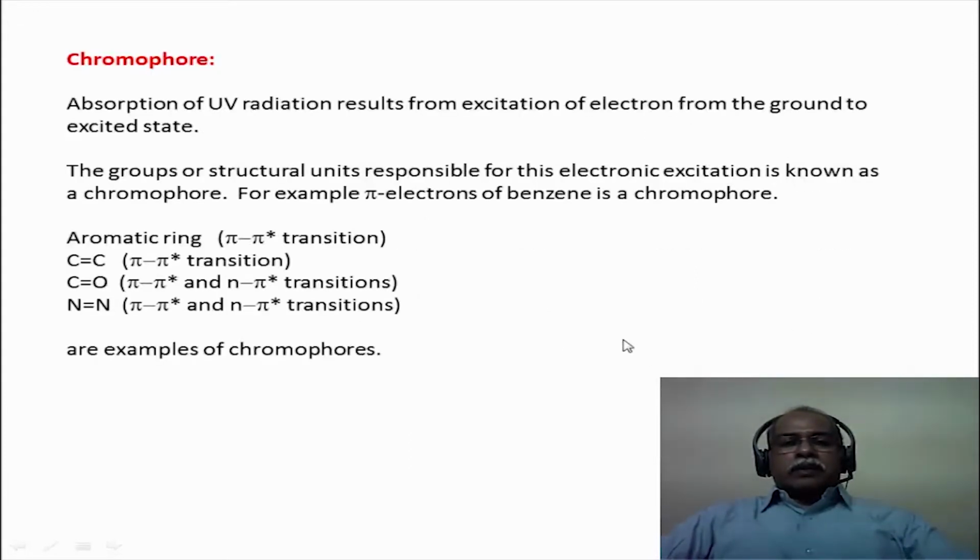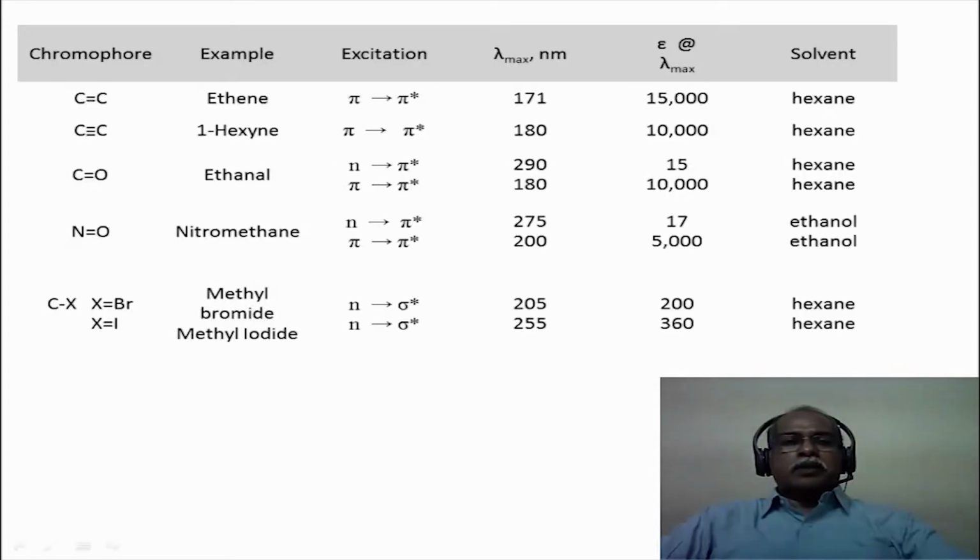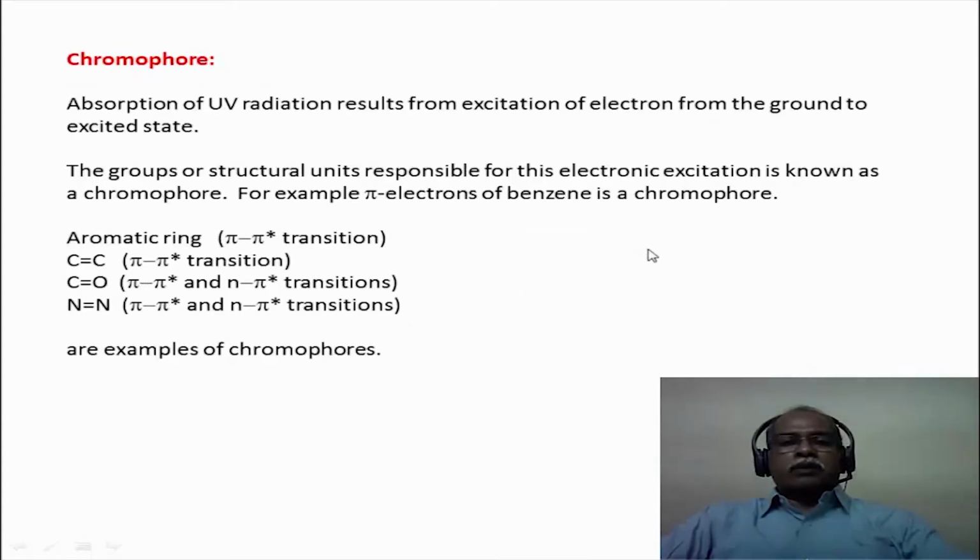Now let us go into certain definitions that are used in ultraviolet visible spectroscopy. Absorption results from the excitation from the ground state to the excited state. There are certain groups and structural units which are responsible for the electronic excitation. All these groups which are responsible for the electronic excitation are called chromophores. If you take benzene, benzene has a lot of pi electrons, and these pi electrons are the ones responsible for the electronic transition. So the pi electrons of benzene are a chromophore by themselves.